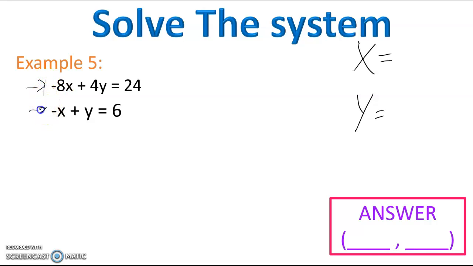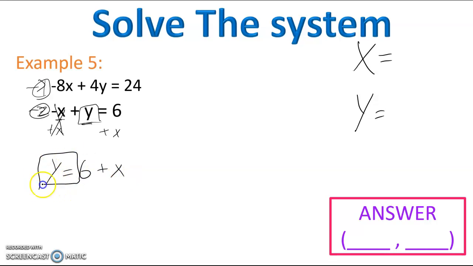Now, label my equations 1 and 2. This is just something I like to do, you don't have to do that. You want to look for a singular x, like this one, or even a singular y, like this one, to solve for. I already have this positive y right here, so what I'm going to do is add the x to both sides, because with negative x, I get rid of the x on this side by adding x. I add the x to both sides, and I get y is equal to 6 plus x.